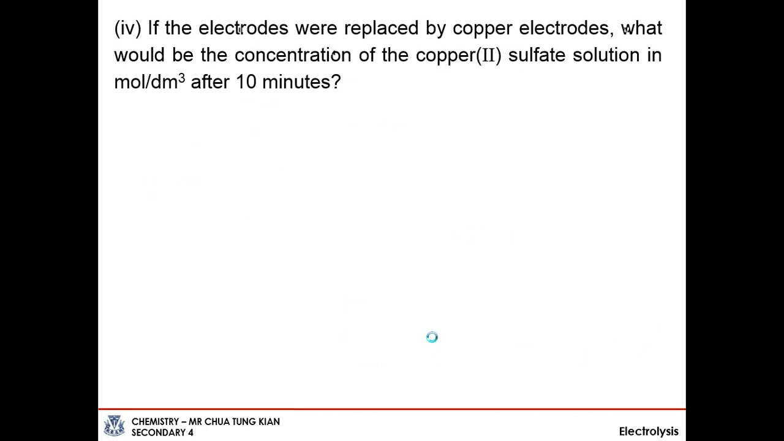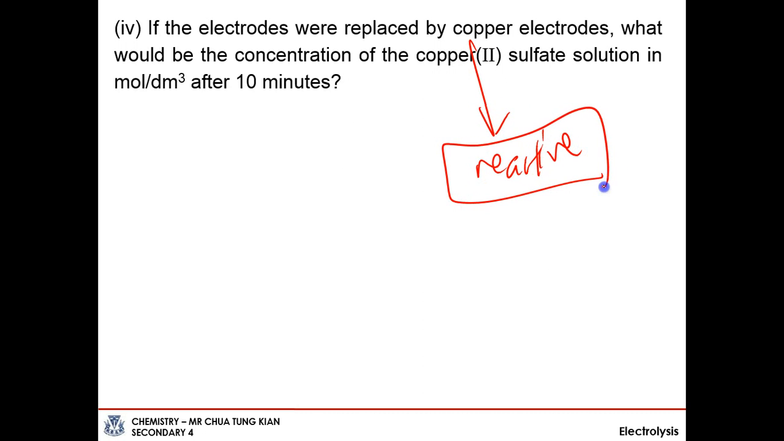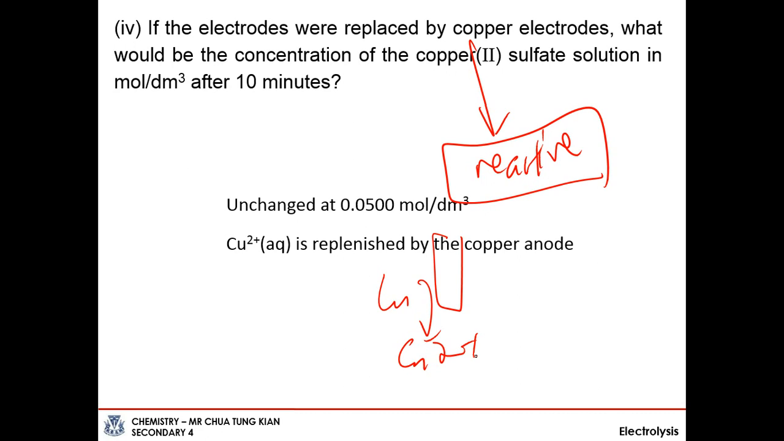So part 4 of the question: if I were to replace the electrodes by copper electrodes, what would be the concentration after 10 minutes? Recall, copper electrodes are reactive electrodes. So what happens? Remember, when the copper electrode is in the solution, the Cu solid becomes Cu2+ and it replaces the Cu2+ that is in the solution. So at the end of the day, the concentration will remain unchanged because it is continuously replenished by the copper from the copper anode.